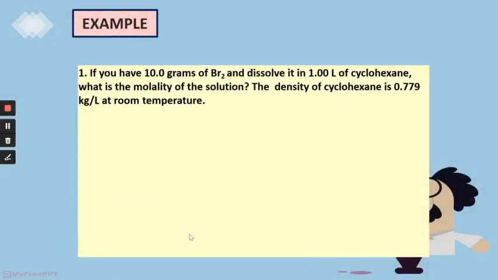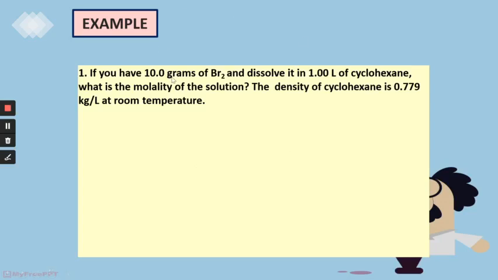Now look at the example. If you have 10 grams of Br2 and dissolve it in 1 liter of cyclohexane, what is the molality of the solution? The density of cyclohexane is 0.779 kilogram per liter at room temperature. So from the question, you are asked to calculate the molality, and make sure you remember the formula. Molality equals mole of solute over mass of solvent.